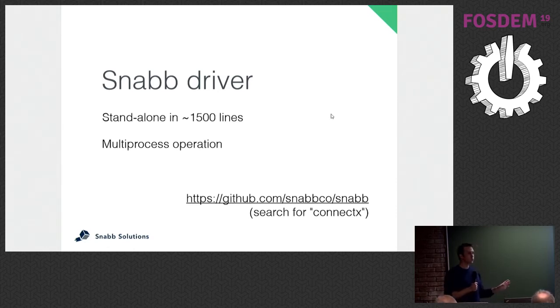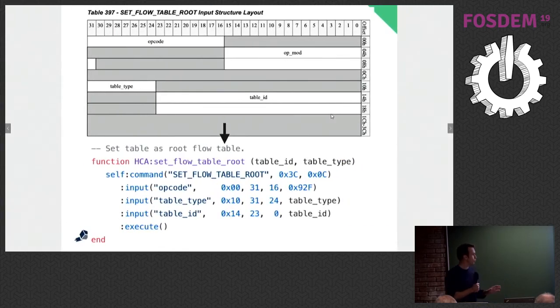And I'm just going to give you a really, really quick flavor of how that driver works. So what you see here on the top is an excerpt from the specification, the PRM, the Programming Reference Manual. So when you look at the specification for the interface to the firmware, you see a lot of tables like this that says if you want to perform the operation set flow table root, you need to create a structure which is a fixed size binary structure, and at specific offsets you need to put certain parameters that the firmware is expecting. It's a little bit like a C struct, more or less.